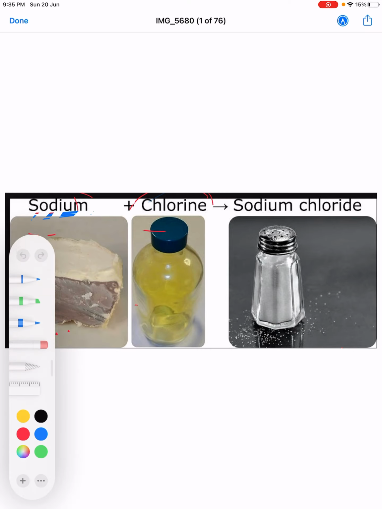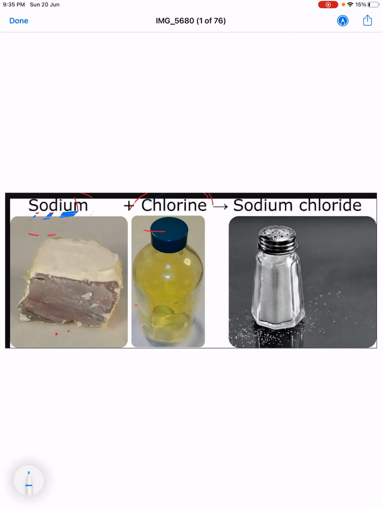It was really taking you through how sodium, which is a solid, reacts with chlorine, which is basically a non-metallic gas, to give me sodium chloride. Sodium chloride is a crystal, as you see, which is table salt. So how these react together to give me a completely different compound, sodium chloride.